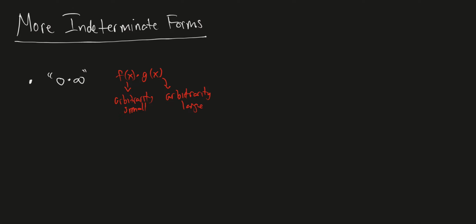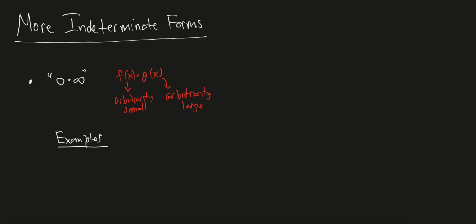So we can't just look at this and say, oh, this is going to be 0, or this is going to be 1, or this is going to be infinity. We can't tell. That's why it's called an indeterminate form. We can't tell just by looking. All right, so let's look at a few simple examples of this case.